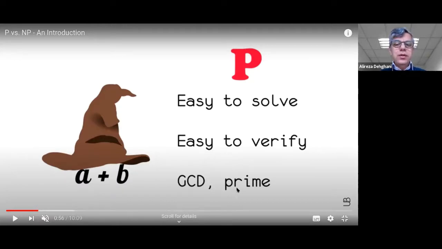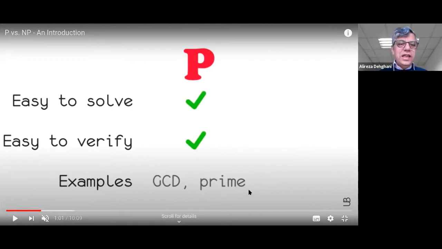Okay, for example, if the number is prime, it is easy to solve. Is it easy to say if the number we have said is prime is prime? Yes, it is so easy to verify the answer. Okay, so these are the set of P problems. So they are easy to solve and they are easy to verify.